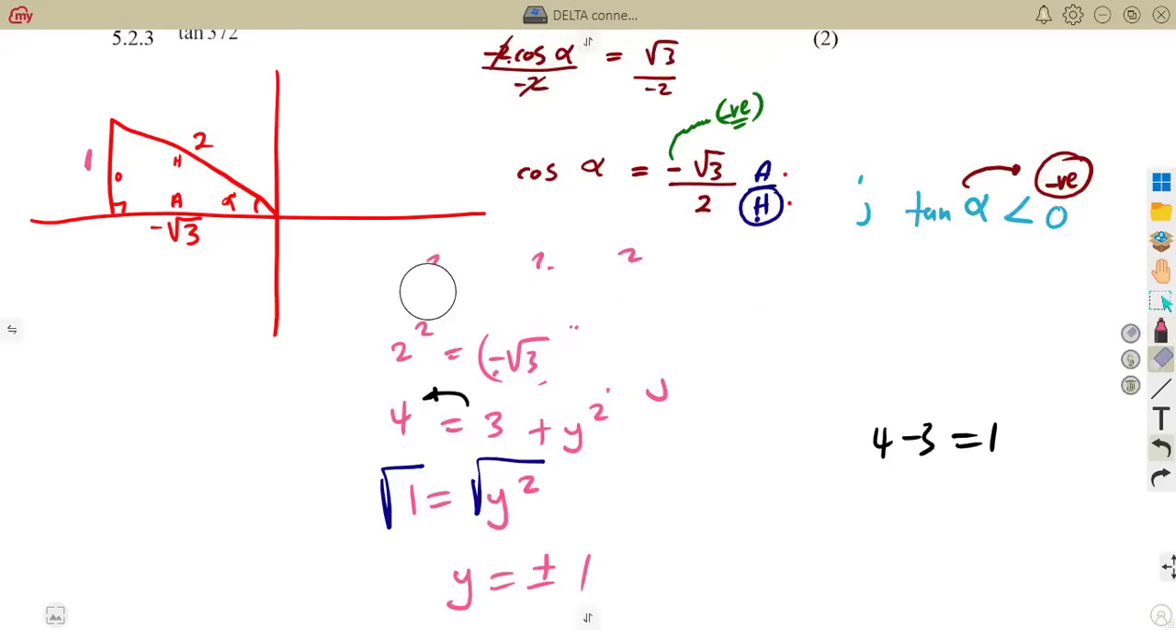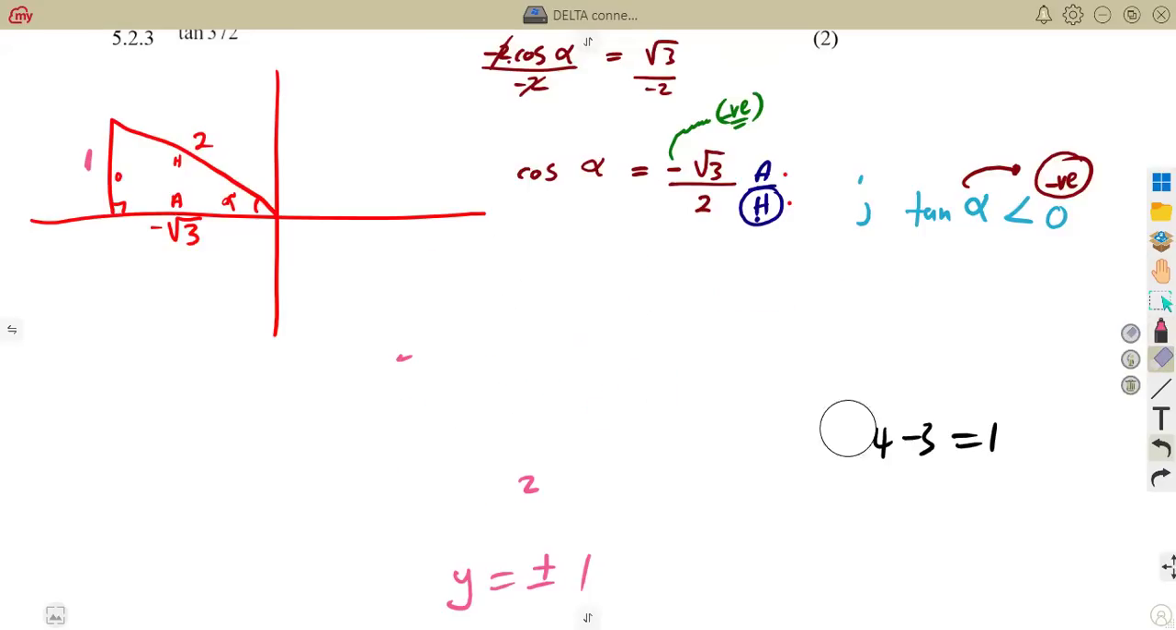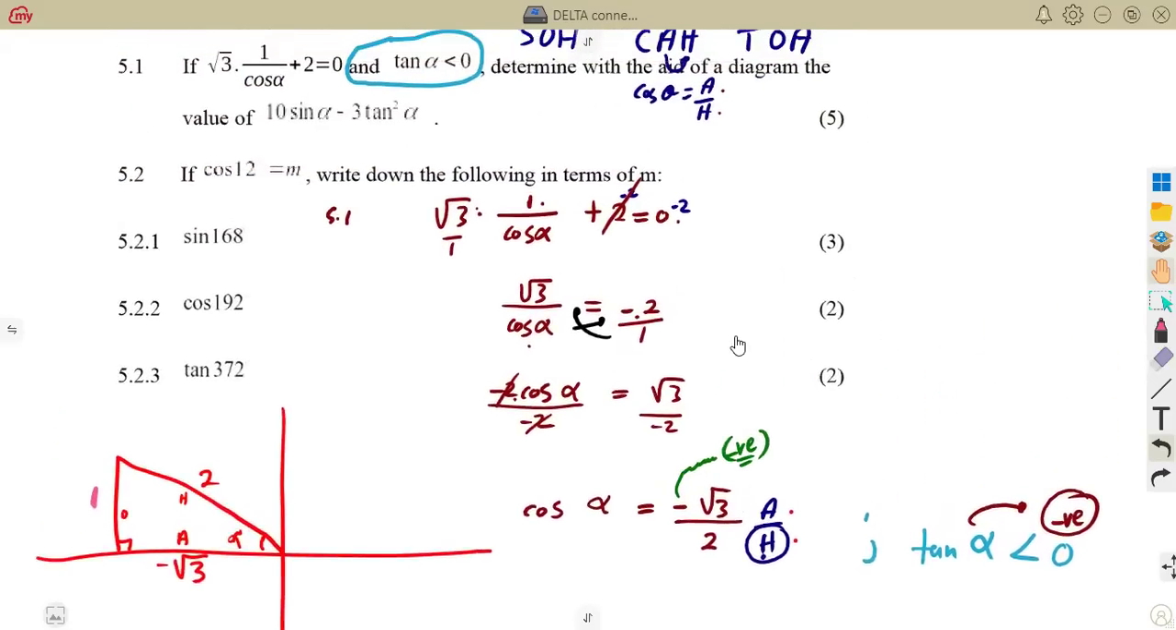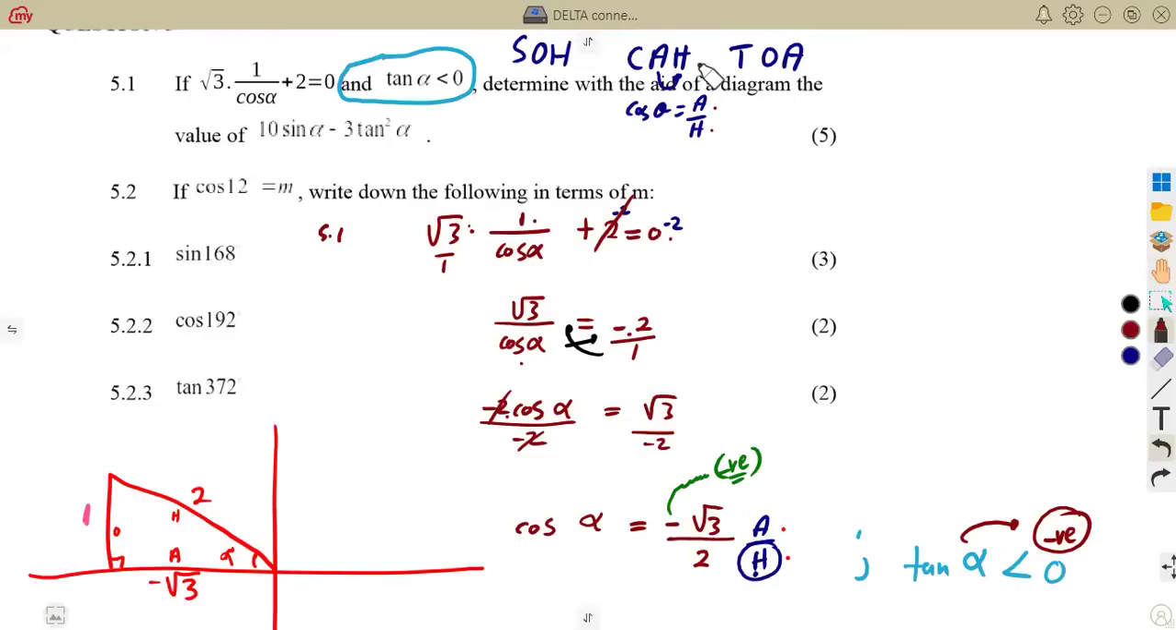So this is what you needed, guys. You have to apply the Pythagoras theorem, this and that. If you know your Pythagoras, even by head, you can fill the diagram by head without using these calculations. So the question was, with this information, with the aid of a diagram, determine with the aid of the diagram what? The value of 10 sine alpha minus 3 tan squared alpha.